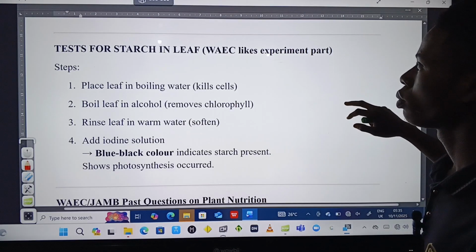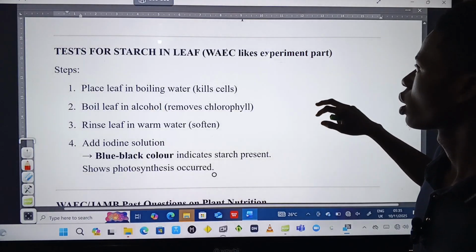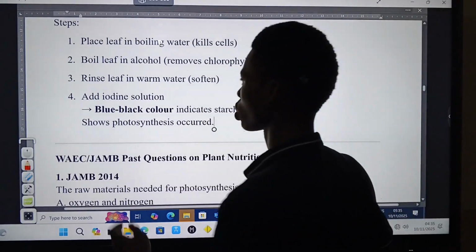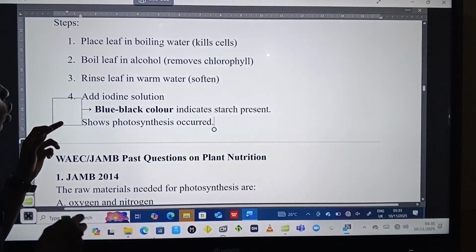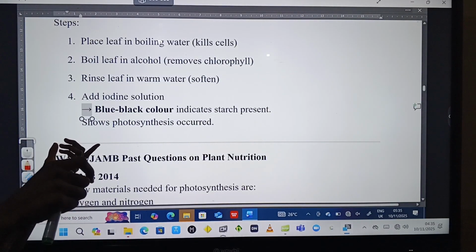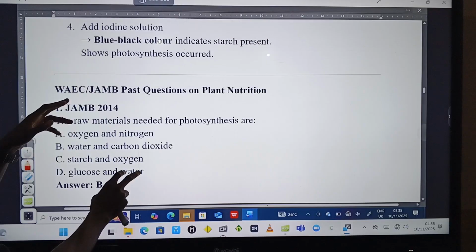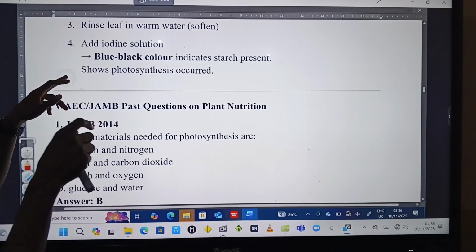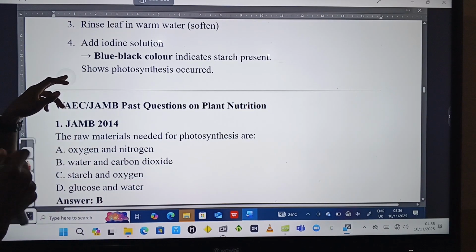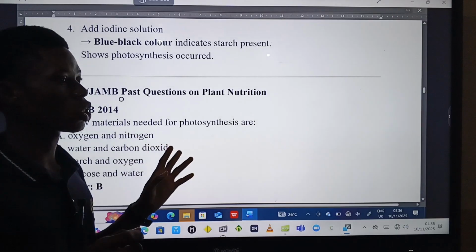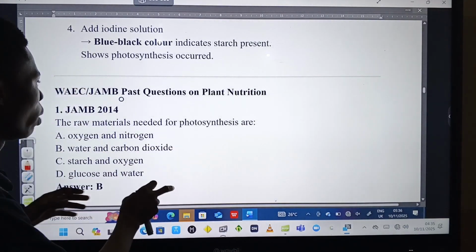All right, now the test for starch in a leaf. To test for starch, what you use is iodine solution. If you add drops of iodine solution and the solution turns blue-black, you know that it indicates the presence of starch. If it does not, then starch is absent. So the positive test for starch is blue-black coloration.